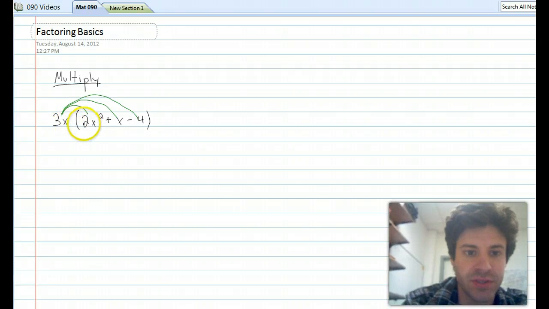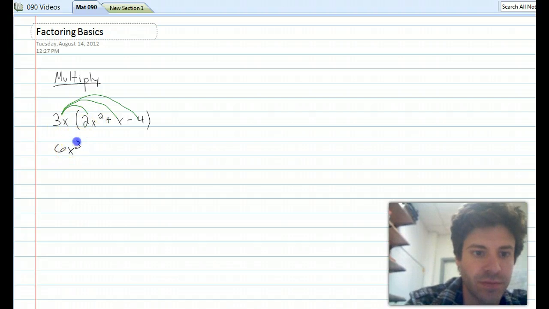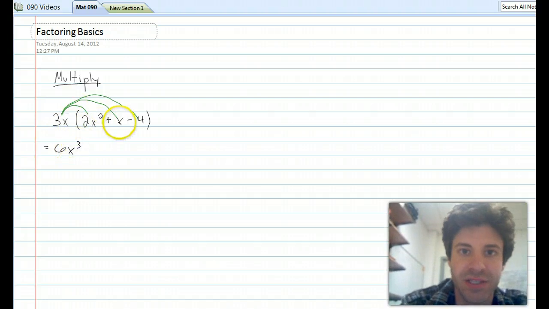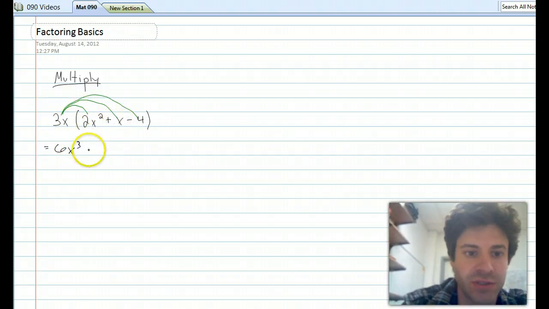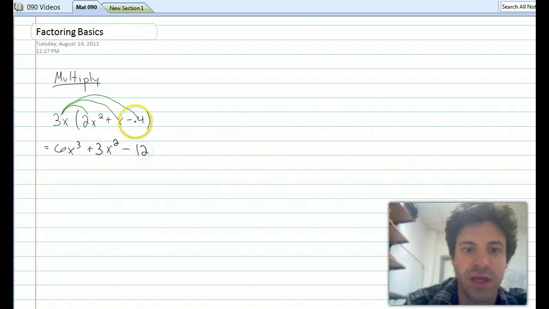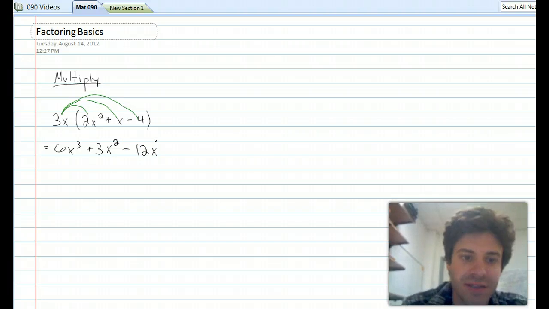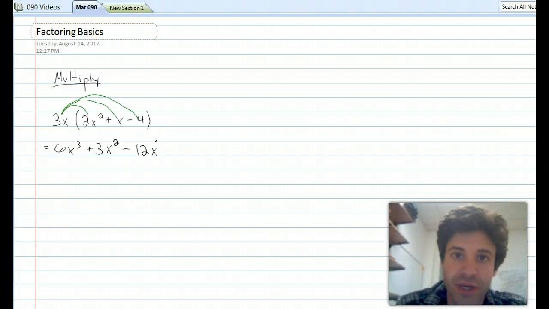3x times 2x squared. 3 times 2 is 6. X times x squared is x cubed. 3x times x, well that's 3 times 1 is just 3. And x times x is x squared. And we have a minus 3x times 4. 3 times 4 is 12. X times 1, I guess it is x as well. And we get 6x cubed plus 3x squared minus 12x.